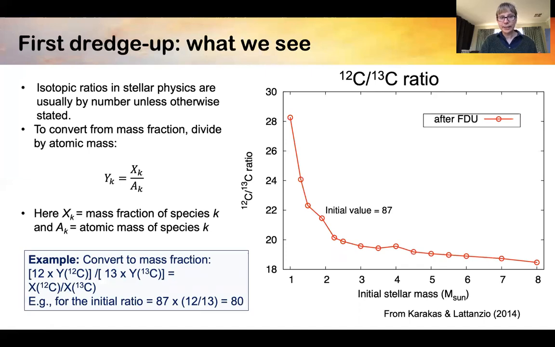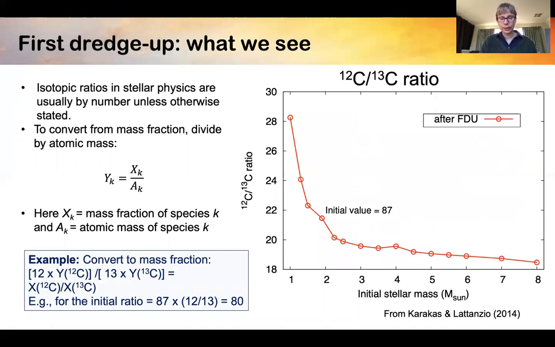So what do we see at the stellar surface? I mentioned carbon-12, carbon-13. This is a ratio that we can measure in the surface of stars through stellar spectroscopy. In the surface of our sun, it's about 90, and we want to know what we predict from theoretical models. Just to note that the isotopic ratios I'm plotting on the right-hand side are by number, not by mass, and I've given you an example of how to convert from one to the other.